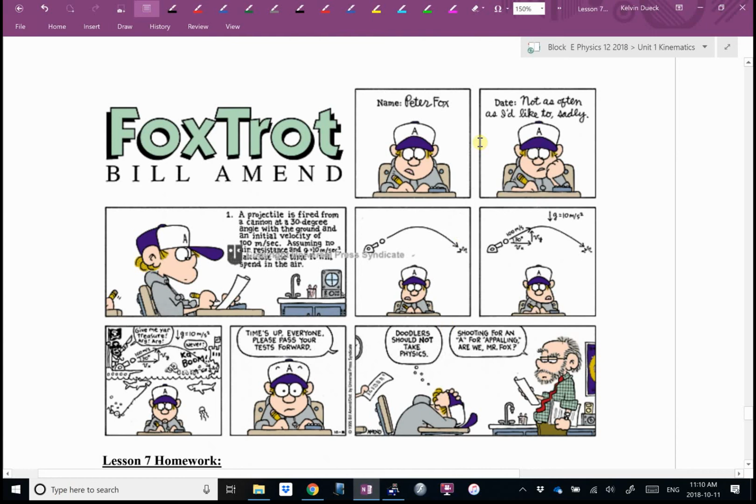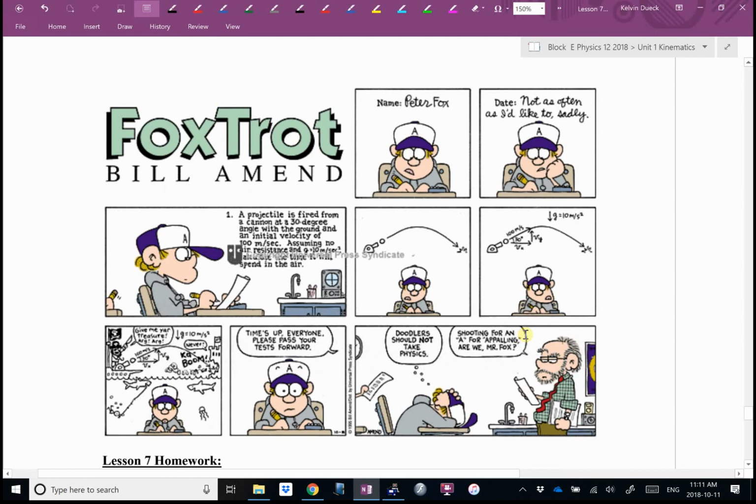Little Foxtrot comic. So here's Peter writing a test. A projectile is fired from a cannon at a 30-degree angle from the ground and an initial velocity of 100 meters per second, assuming no air resistance and g equals 10 meters per second squared. We use 9.8. Calculate the time it will spend in the air. You'll notice this is correct. I see components. And then we go a little haywire. It says, time's up, everyone. Please pass your test forwards.